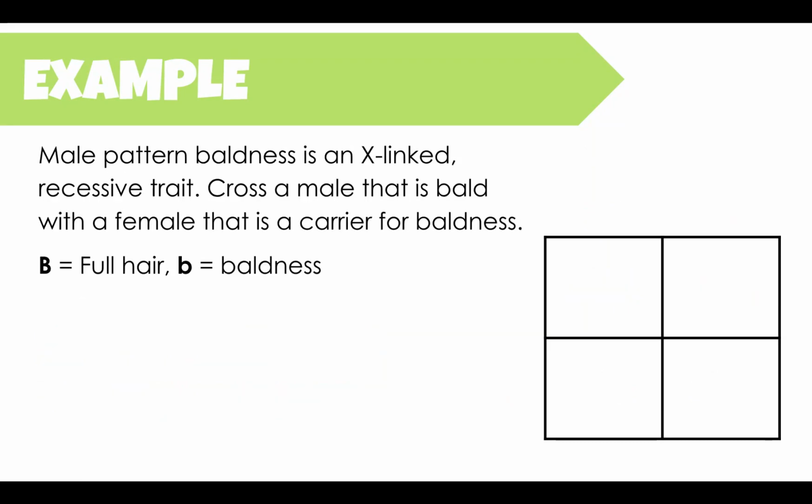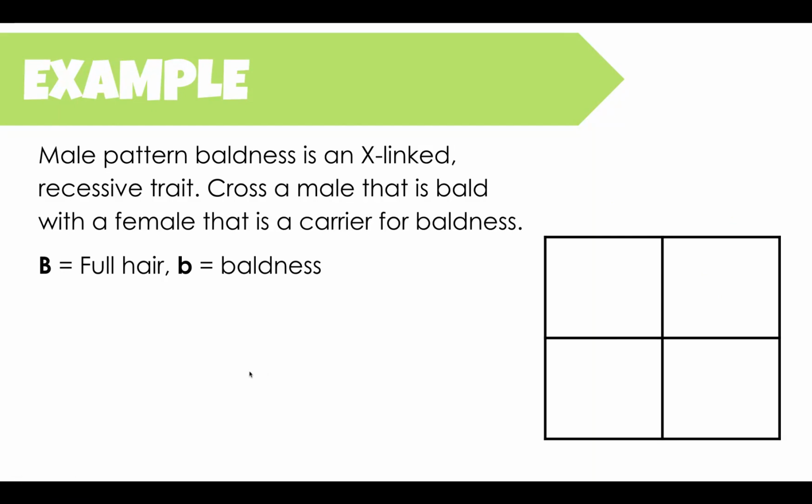So let's look at a second example here. The next example of an X-linked trait, it's a common one. It is male pattern baldness. So this is where you see males losing hair on the top of the head, but they still kind of have hair along the sides and back of the head.